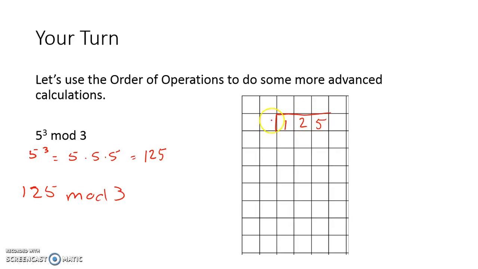125 divided by 3 doesn't go into 1, but it goes into 12 4 times. 4 times 3 is 12. I subtract, I get 0 and bring down a 5. 3 goes into 5 once. 1 times 3 is 3. When I subtract, I get 2. So 5 to the 3rd mod 3 is equal to 2.